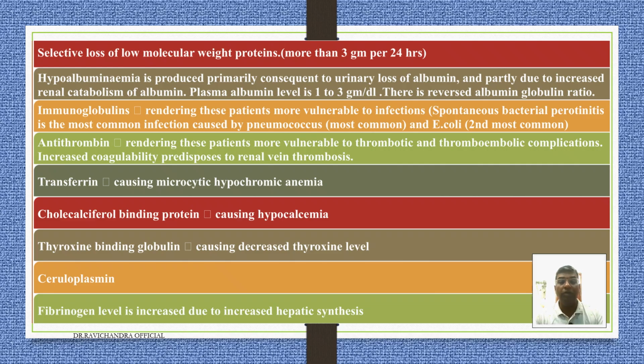It can be albumin, immunoglobulins, antithrombin, transferrin, cholecalciferol binding protein, thyroxine binding protein, ceruloplasmin, everything. Only fibrinogen levels are increased, the remaining are decreased in nephrotic syndrome.